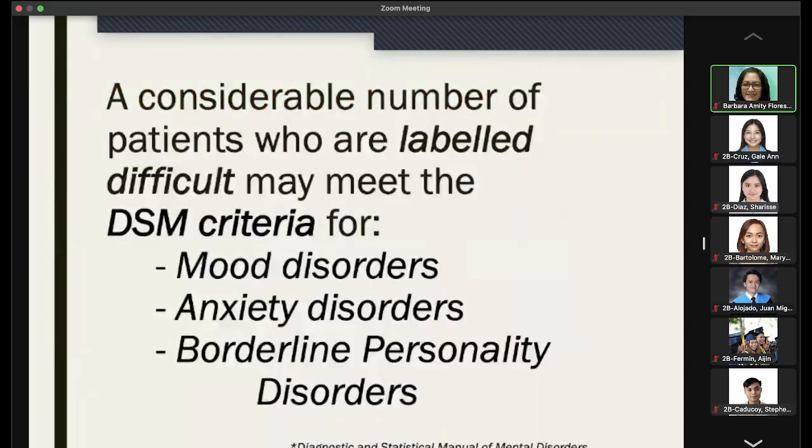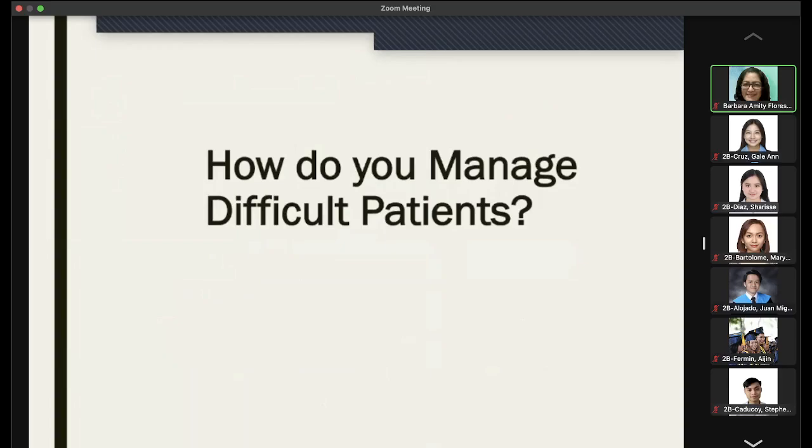So as I mentioned already, the slide repeats it, a considerable number of patients who are labeled difficult are actually psychiatric or actually have psychiatric conditions. So how do you manage these difficult patients?